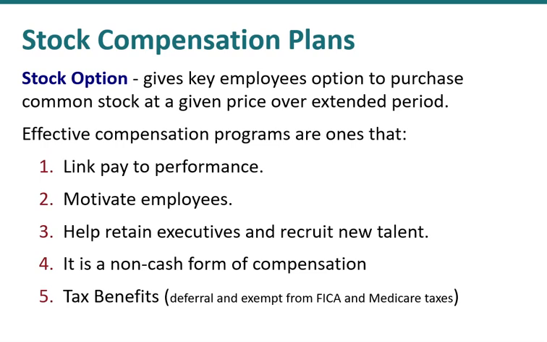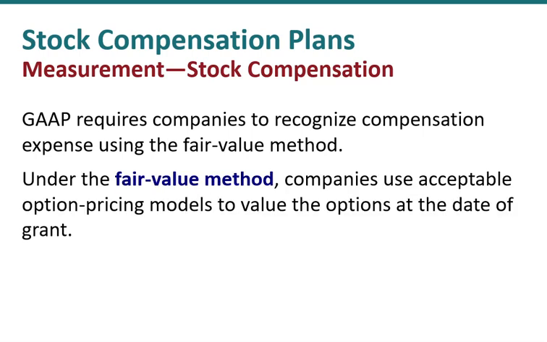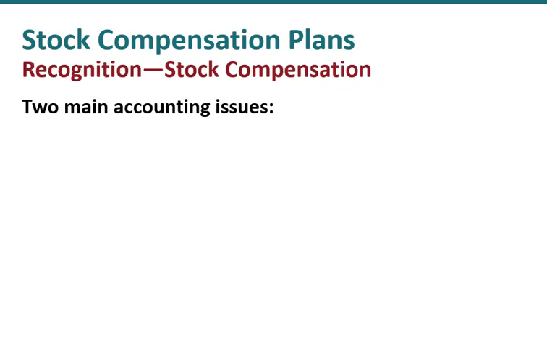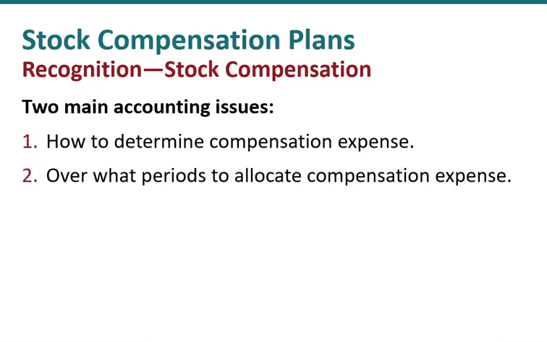From an accounting perspective, we have two real issues. GAAP requires companies to recognize compensation expense using the fair value method, which means firms will need to use some sort of acceptable option pricing model to value their options at the grant date. No compensation expense is recorded at the grant date, but rather the compensation expense will be matched with future revenues. So our two main accounting issues are one, how to determine compensation expense, and two, over what periods do we allocate that compensation expense, in other words, match it with revenues.